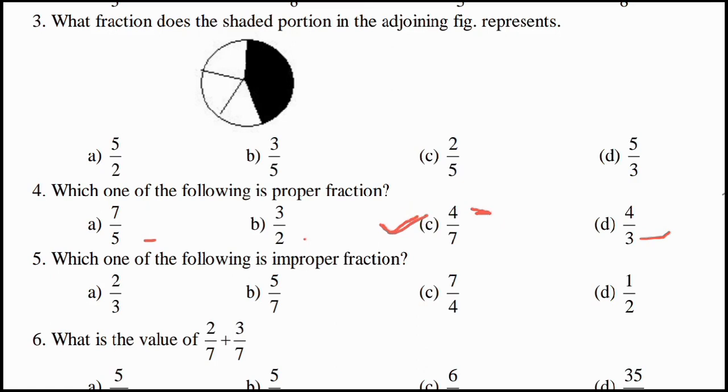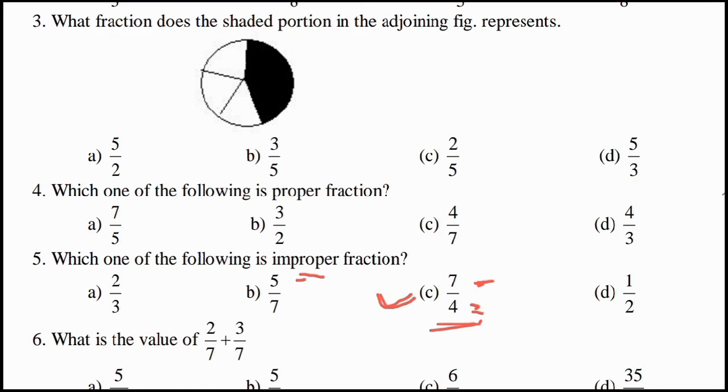Question number 5. Which one of the following is an improper fraction? 2 upon 3, 5 upon 7, 7 upon 4, 1 upon 2. Now, what is an improper fraction? Here, numerator is greater than denominator. By observing all these options, we can say that in 7 upon 4, 7 is greater than the denominator 4. So answer is C, 7 upon 4.